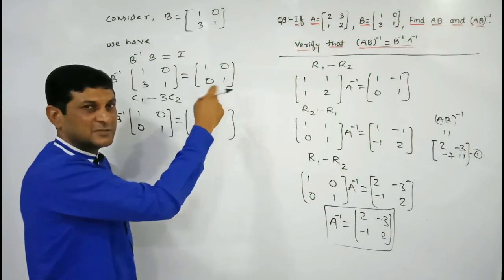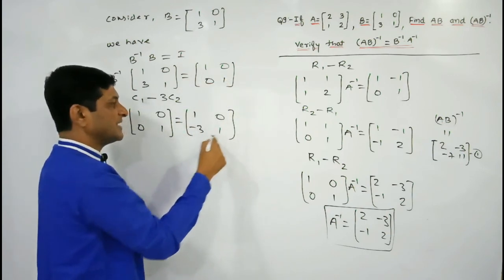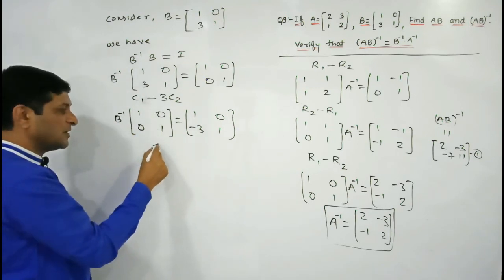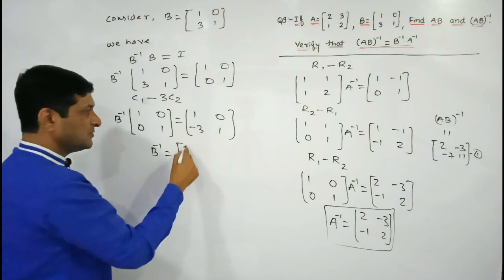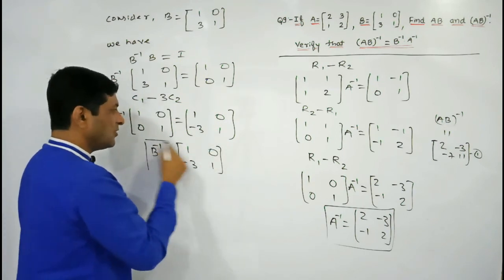1 into minus 3 is minus 3. Minus 3 plus 0 is minus 3. Keep element of C2 as it is. So this matrix is identity. Identity into B inverse will be equal to B inverse, and on this side the new matrix which we have got here will be our required value of B inverse.